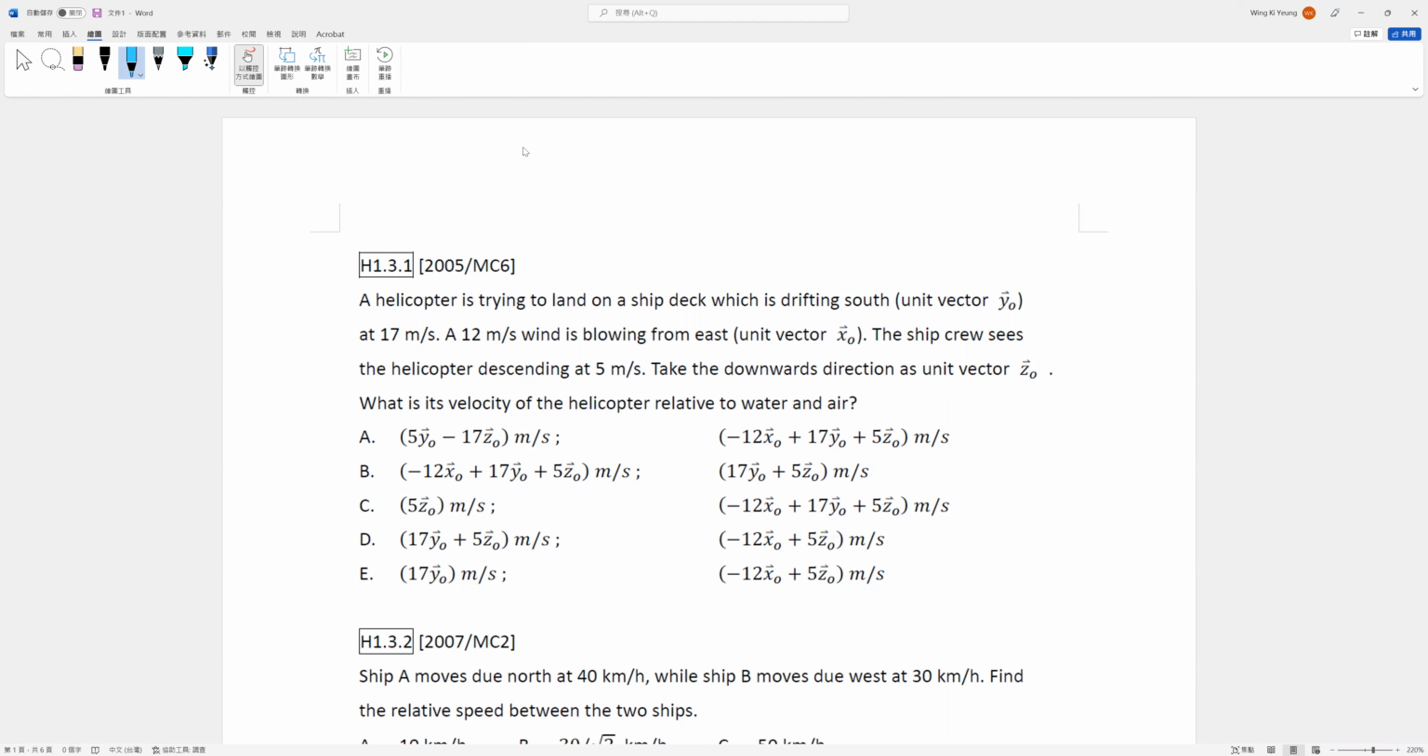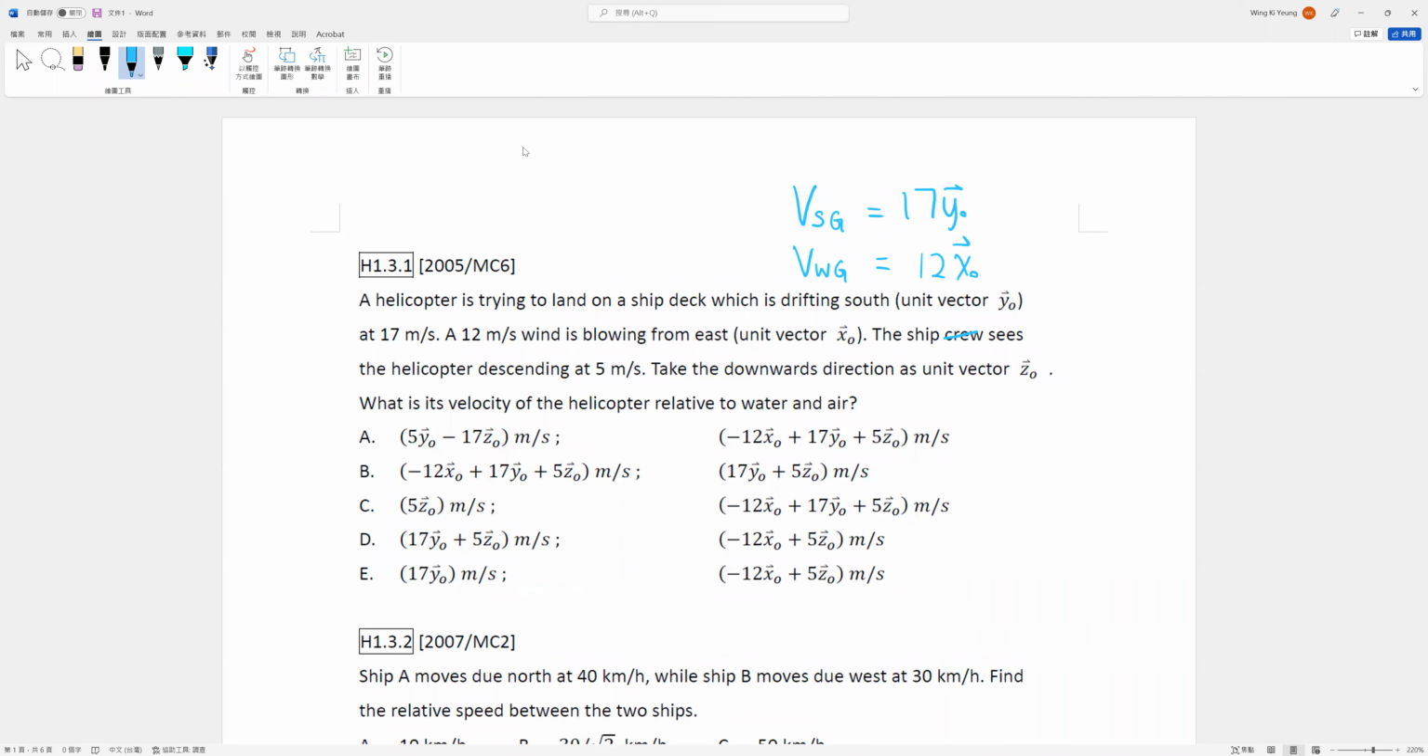When you say the ship is drifting south, that means it is relative to ground. So this is the velocity of the ship relative to ground, 7Y0. And then at 12, the wind is blowing from the east. So that means the speed of the wind relative to the ground is 12.